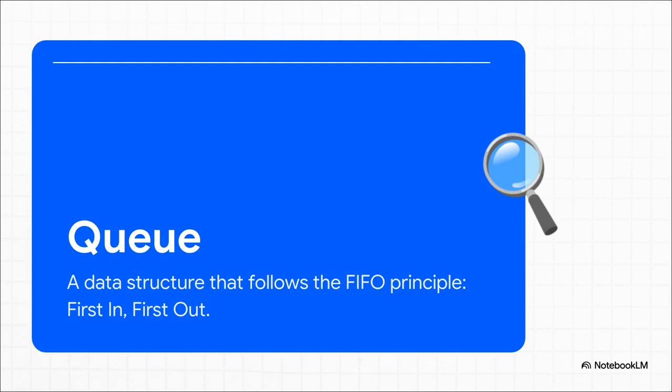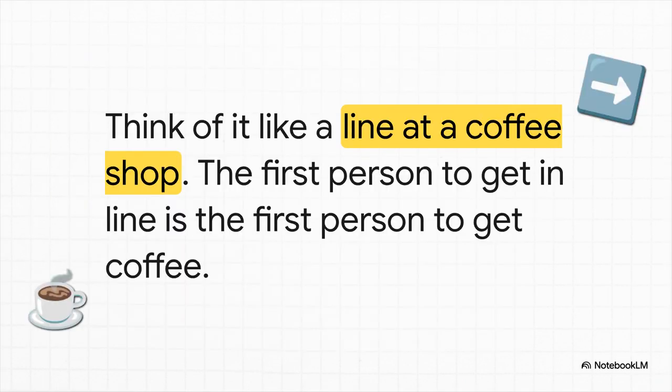Okay, so now let's flip that rule completely on its head and talk about the queue. It follows the FIFO principle, first in, first out. Yep, it's just like a line at a coffee shop. The first person who gets in line is the first person to get their coffee. A queue is all about fairness and order. It processes things in the exact sequence they arrived. Super simple, super orderly, and incredibly useful.